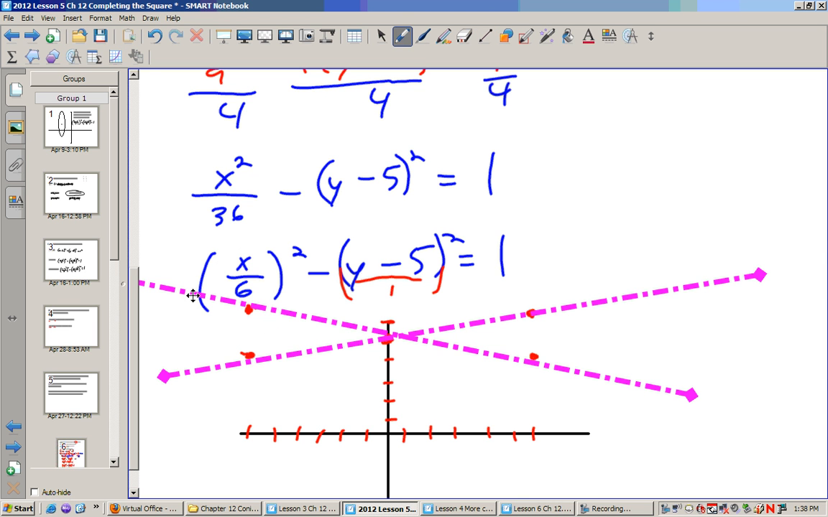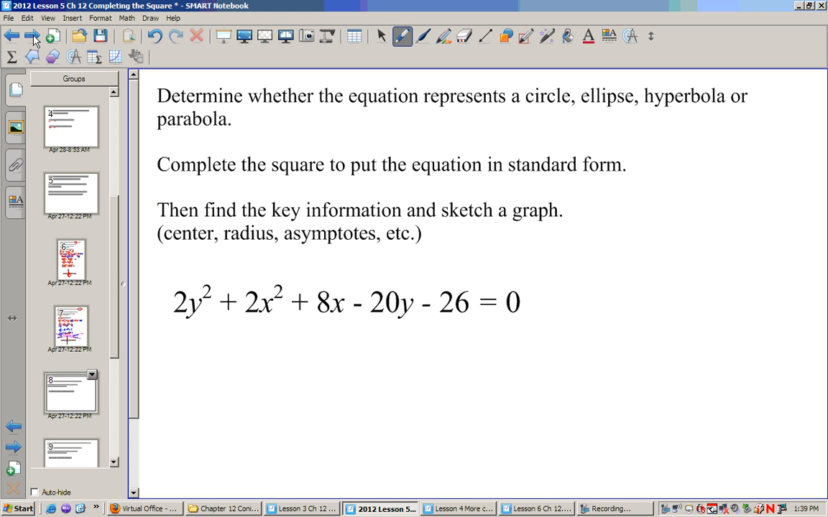Since the x is positive, it's going to open to the left and to the right. So I go 6 to the right of my center, 6 to the left of my center, and now I draw my hyperbola. And there you go. Alright, let's try another one.